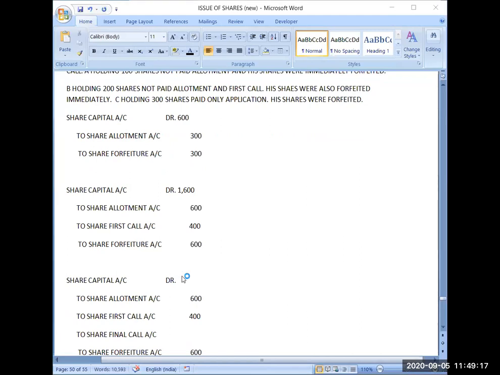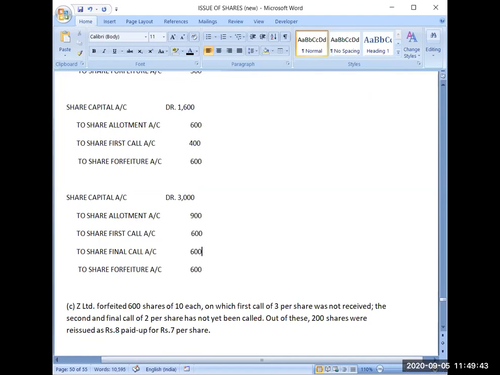Now in this case, he was having 300 shares, and the capital was fully called up. So now we can write 3000. He has not paid us allotment, 300 multiplied by 3, 900. He has not paid us first call at the rate of rupees 2, so it will be 600. He has also not paid final call at the rate of rupees 2. It will also be this much, and he has paid us rupees 900 on application. So you will make separate forfeitures.